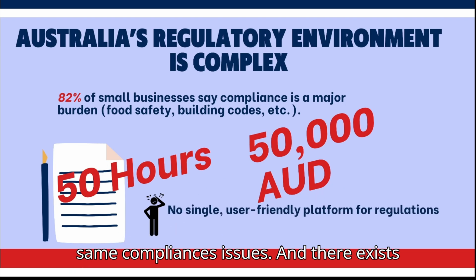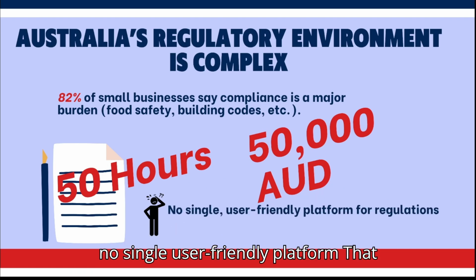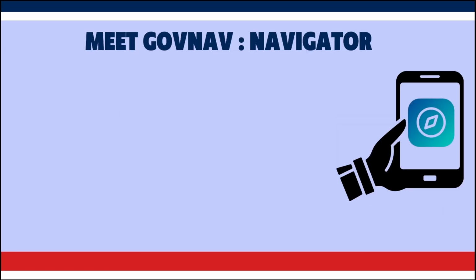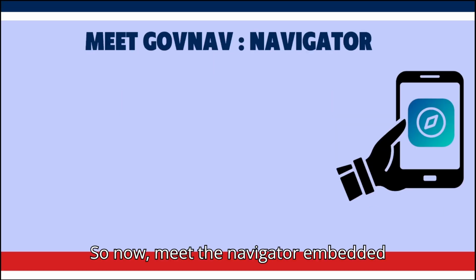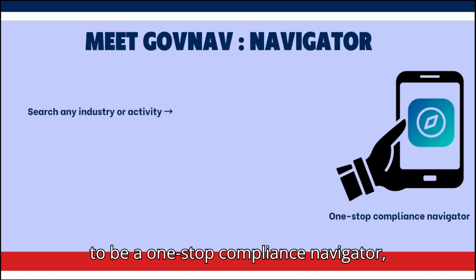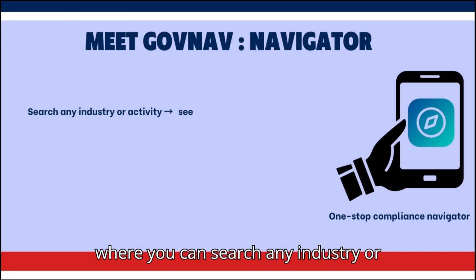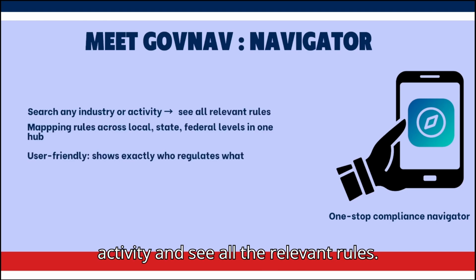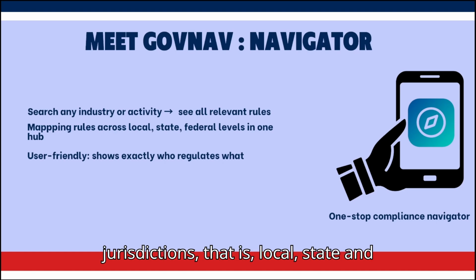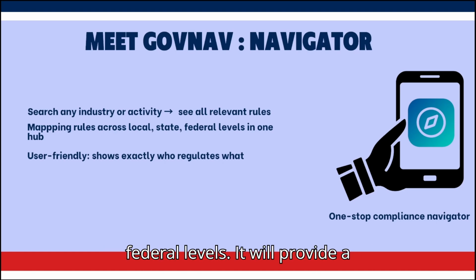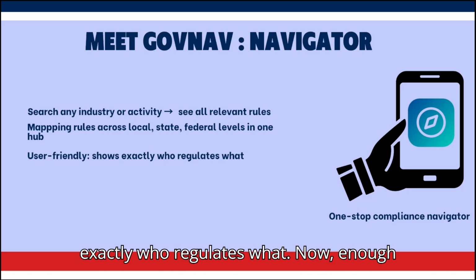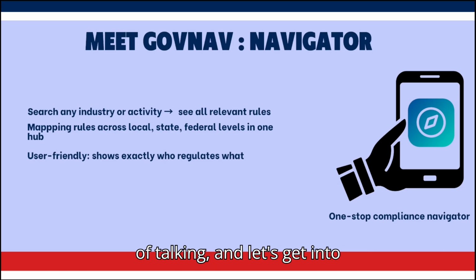And there exists no single user-friendly platform that can summarize those regulations for you. So now meet the Navigator embedded inside of GovNav. This Navigator is meant to be a one-stop compliance navigator where you can search any industry or activity and see all the relevant rules, mapping rules across the different jurisdictions, that is local, state, and federal levels. It will provide a user-friendly interaction and will show exactly who regulates what. Now, enough of talking, let's get into some demo time.